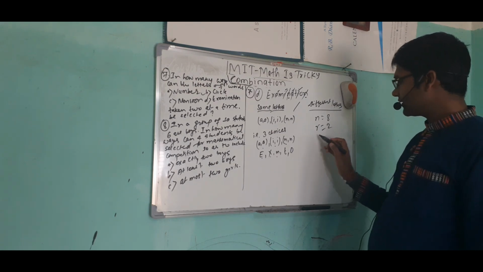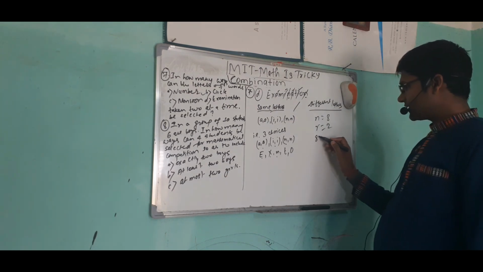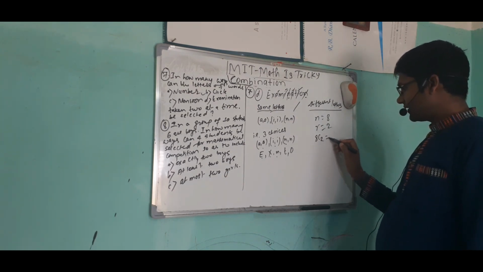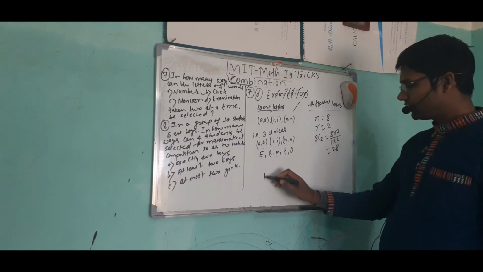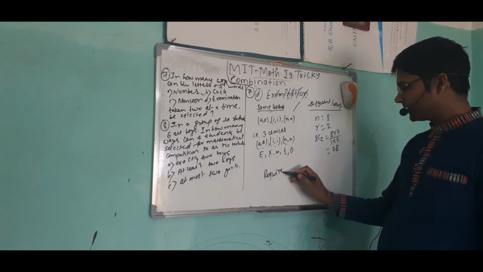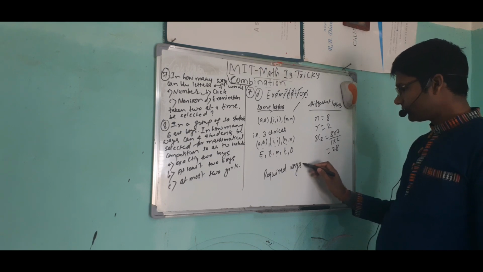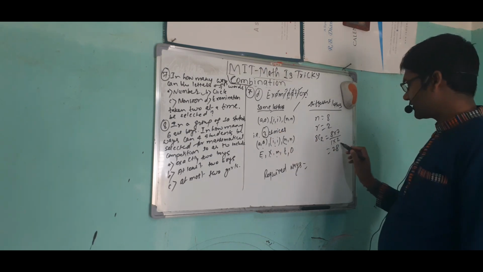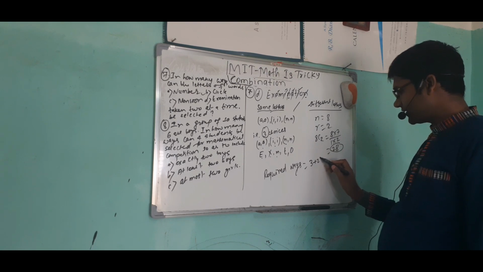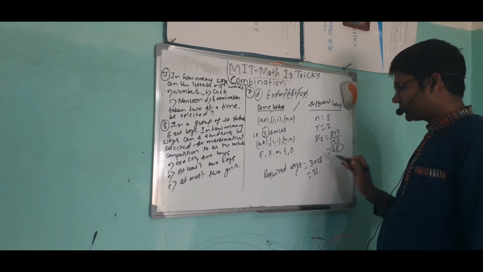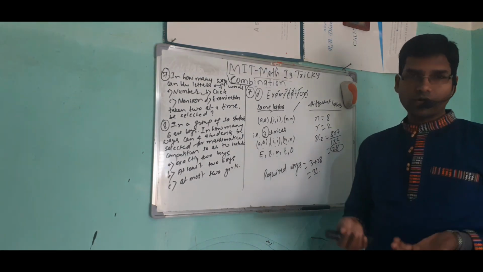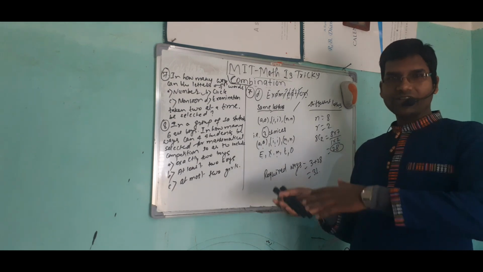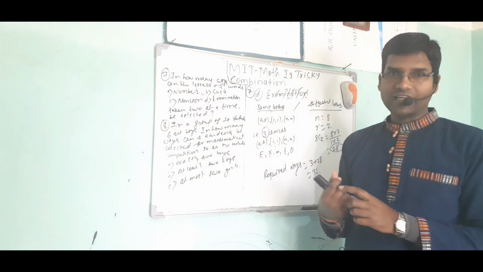So in case of different letters, it will be 8C2. It means 8 into 7 divided by 1 into 2. It gives here 28. So the required number of ways will be 3 plus 28, which gives 31. Hope you understood this. So we can solve any problems based on combination by using this type of concepts.